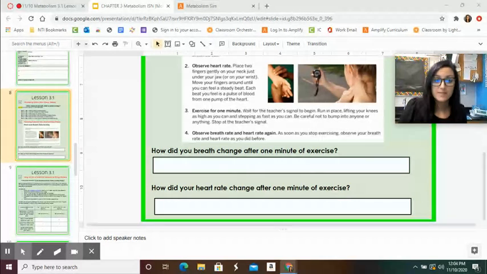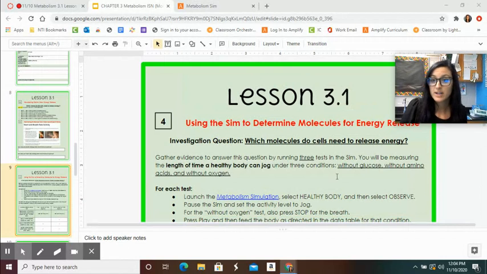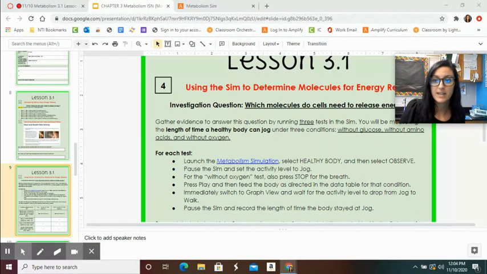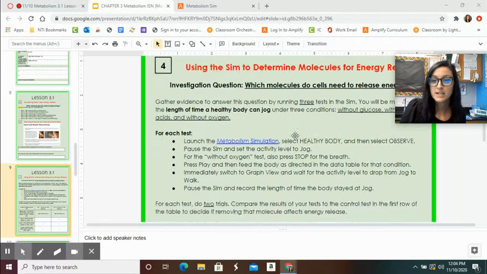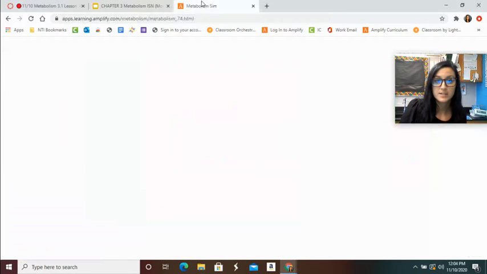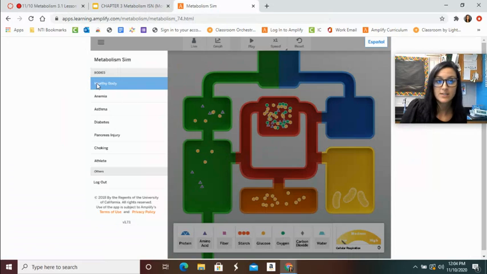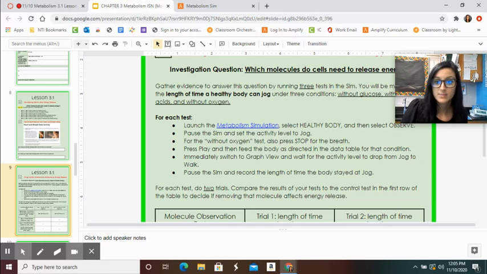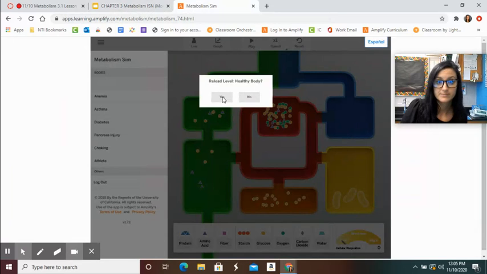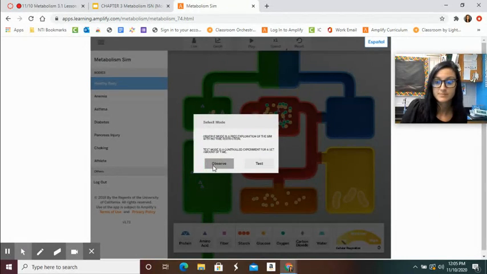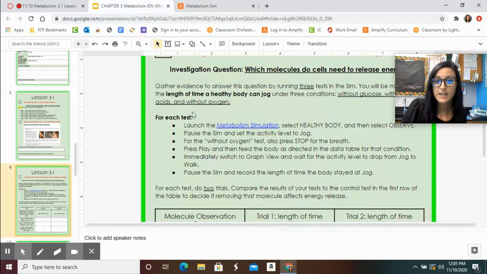The next activity is probably what most of you are tuning in for. I know we had technical difficulties, and so this was the simulation activity, and this had us looking at which molecules we need to release energy. And so we open the sim, and we select healthy body, and we are clicking observe. And then after we click observe, we're going to play and set the activity level to jog.